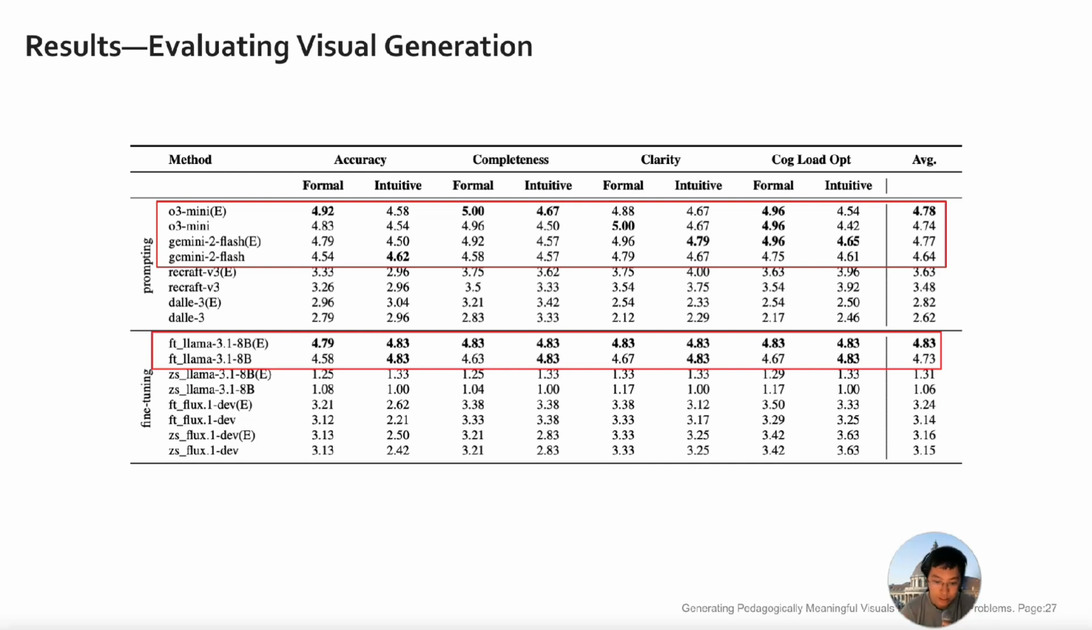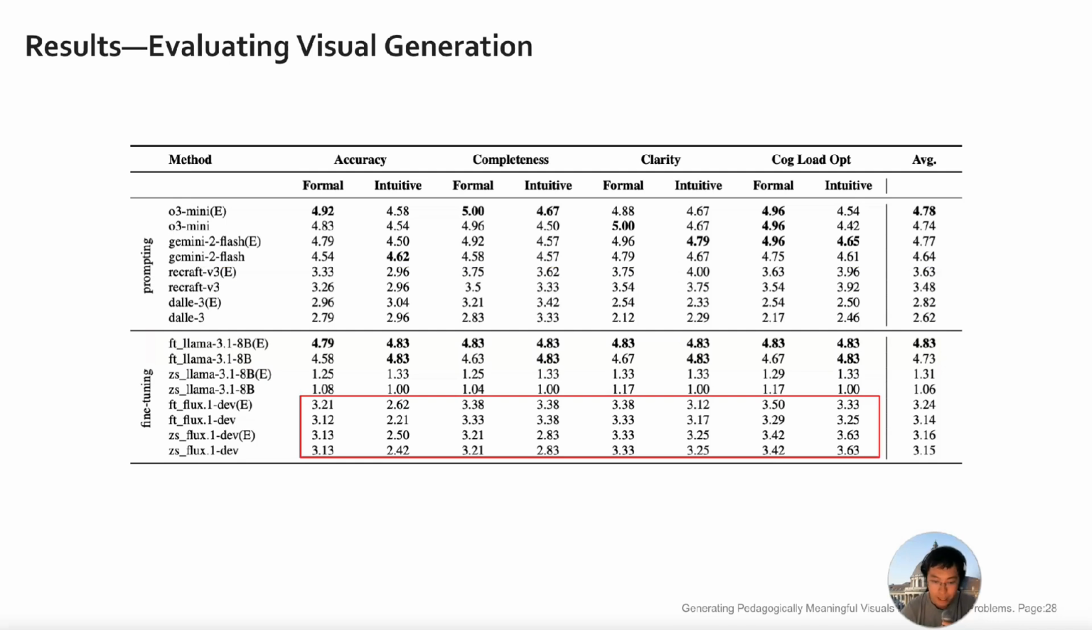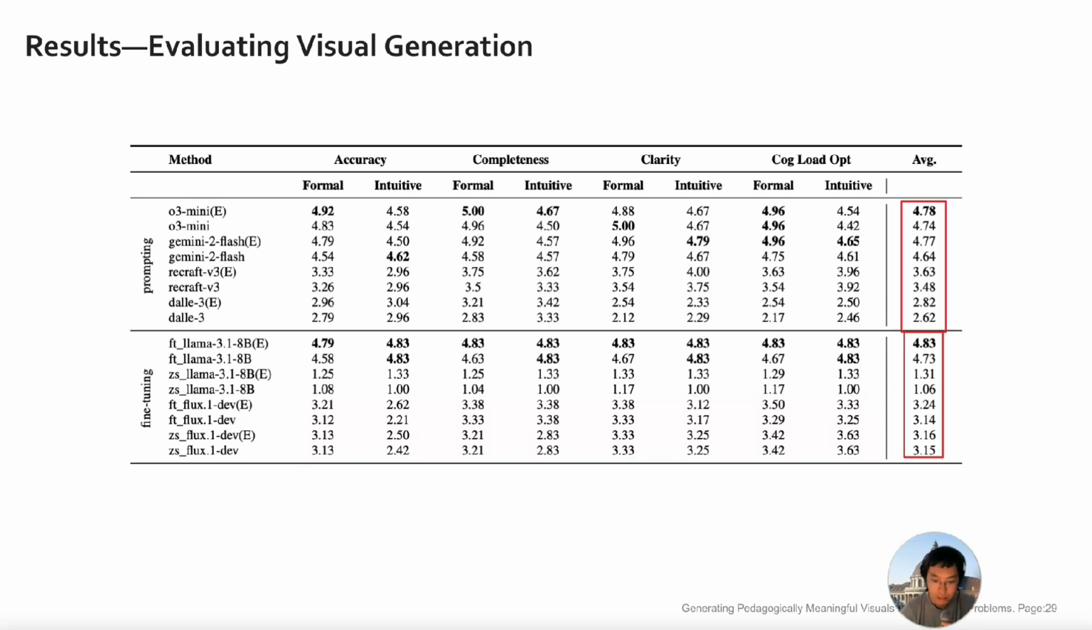We also show that fine-tuning a language model with our visual language dataset can achieve even better visual quality compared to advanced LLMs like O3 Mini. And fine-tuning text-to-image models on our generated dataset can improve the quality of visuals across all criteria. Finally, we found that including the solution expression of the math problem can significantly improve the quality of visual generation regarding all criteria.